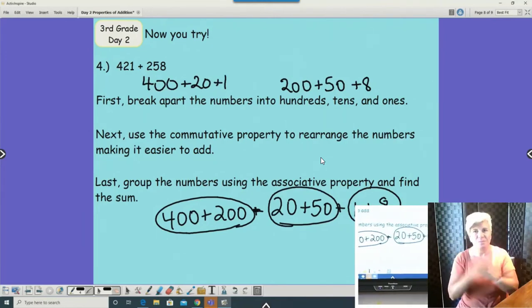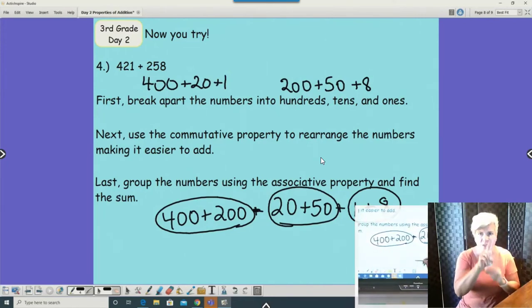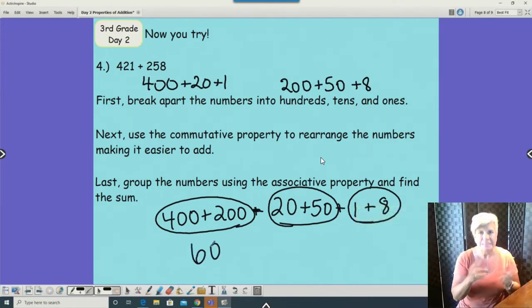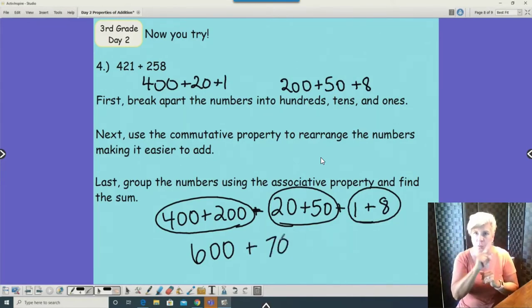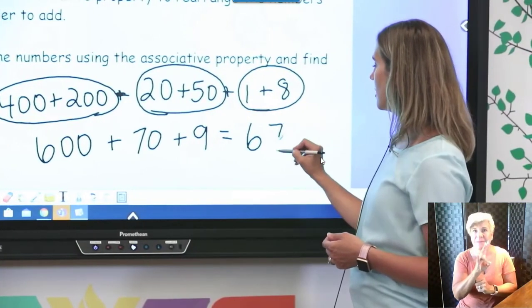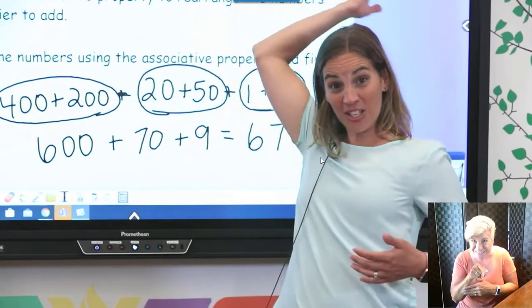Okay, here we go. Let's do the final piece of it. Let's add. 400 plus 200 should have gotten you 600. 20 plus 50 should have gotten you 70, and 1 plus 8 will get you 9. So when you take all of those numbers and you add them together, you should have 679. How'd you do? Great job. Give yourself a giant pat on the back.